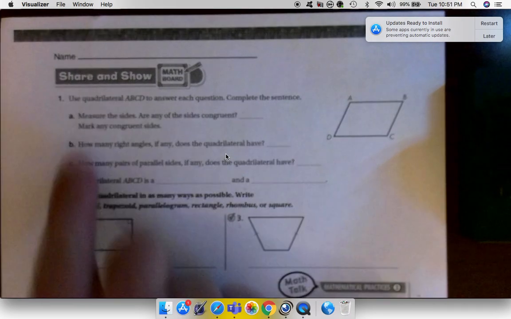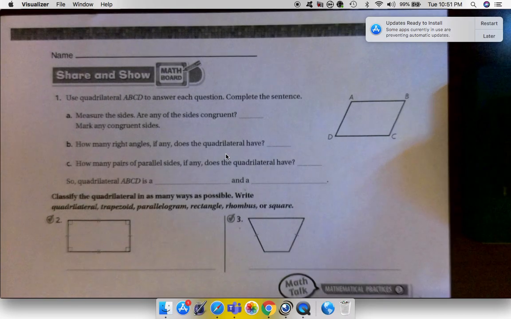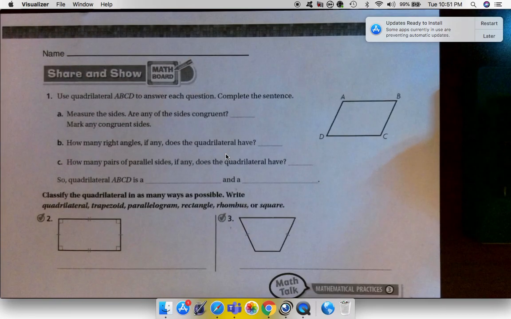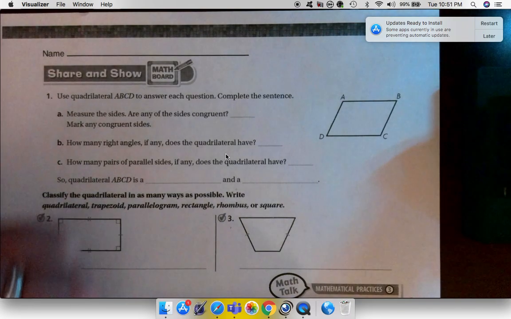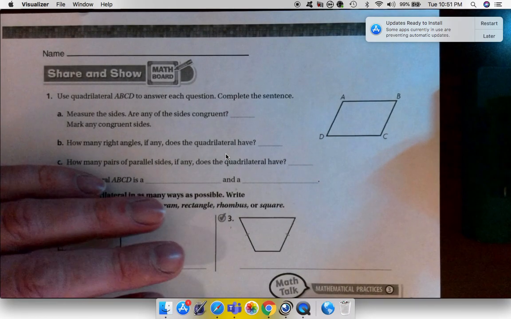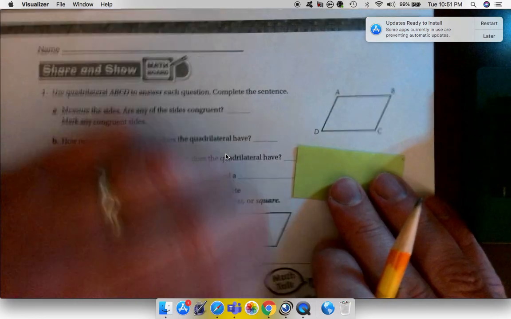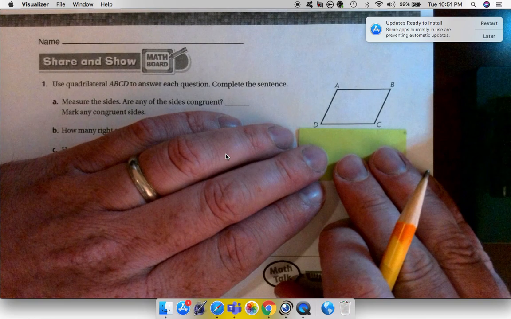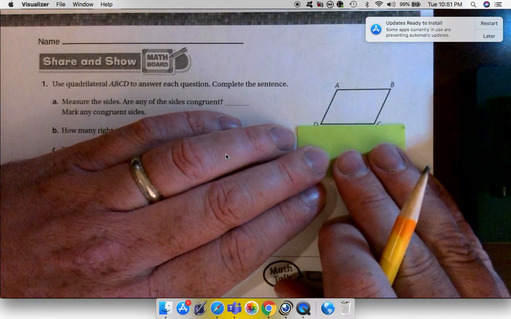Okay, as you can see, the first question was measure the sides. I don't have a ruler or one of those white PSSA rulers handy, and so I'm assuming if you do have a ruler, you probably already measured it. If you don't have a ruler, here's what you can do. I just got a piece of scrap paper, and I'm going to measure the sides.